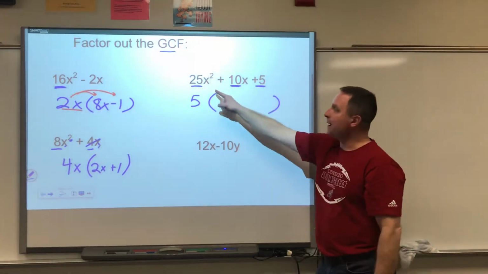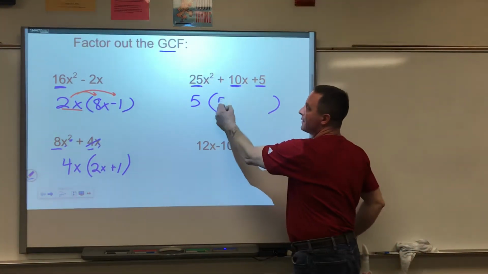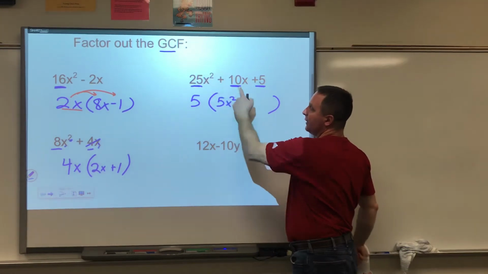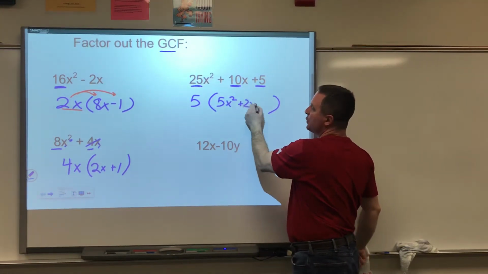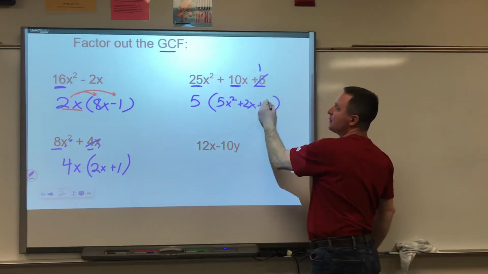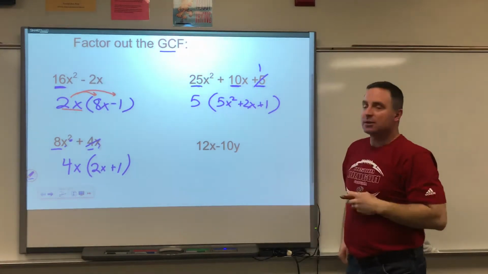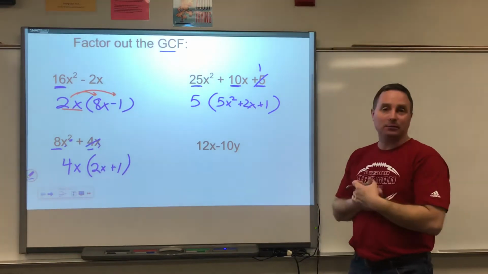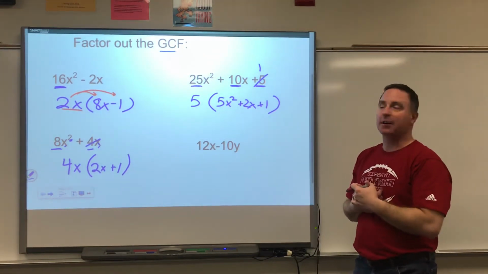Well, let's divide each of these by 5. 25 divided by 5 is 5, and the x squareds are still there. 10 divided by 5 is 2, and it still has its x. And again, when I take away everything, it turns into a 1. Okay? So sometimes it's just a number that you can take out. Maybe not any x's, any variables.